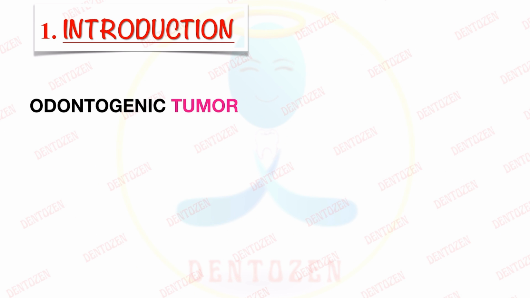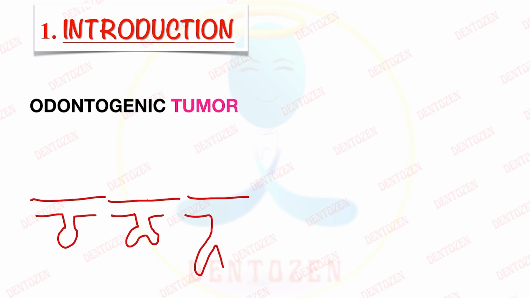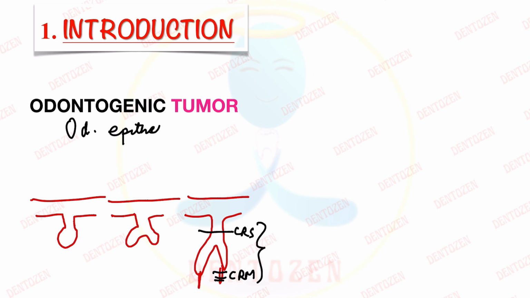So ameloblastoma is an odontogenic tumor, that is, it is arising from tooth-forming tissues. During tooth development, the enamel organ first forms a bud-shaped structure, later it turns into a cap-shaped structure, and then it forms a bell-shaped structure, which will form Hartwig's epithelial root sheath, the remnants of which are known as cell rest of Malassez. Remnants of dental lamina are known as cell rest of Serres. So from these remnants, the ameloblastoma will arise. So it is arising from odontogenic epithelium.